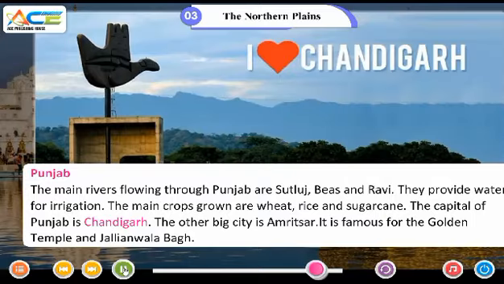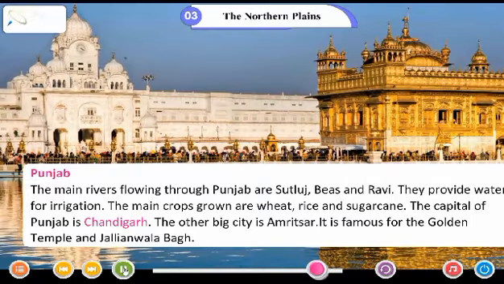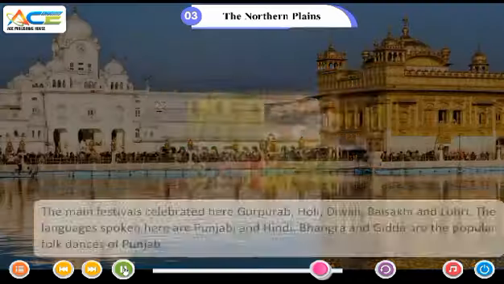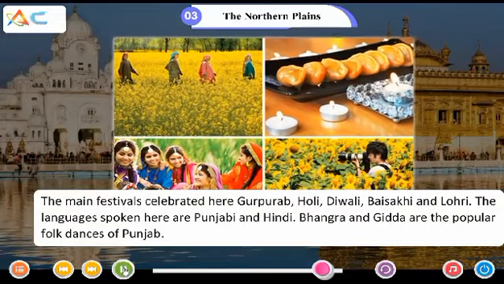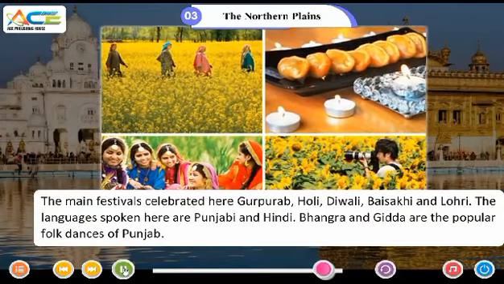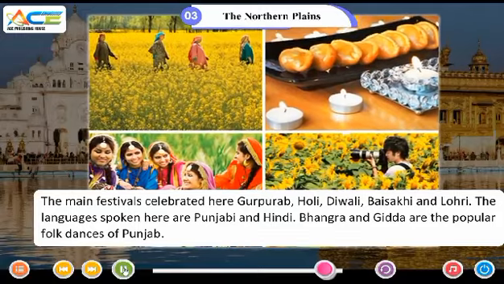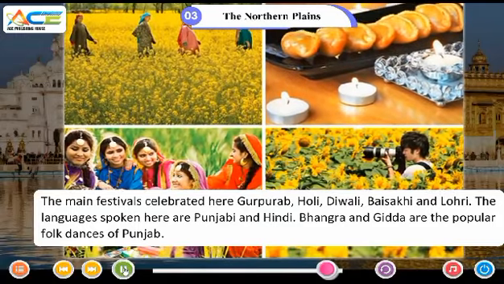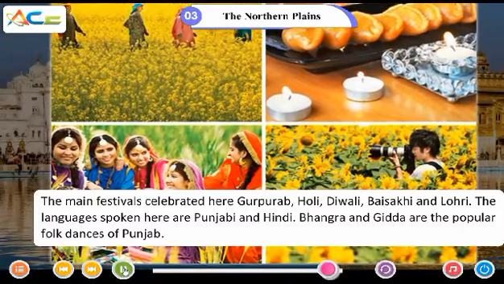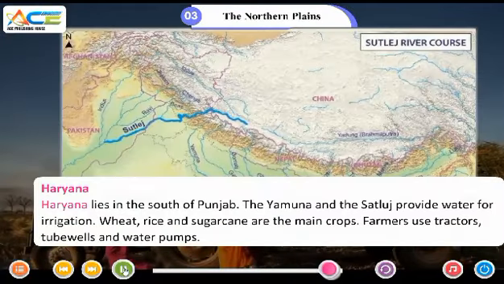The capital of Punjab is Chandigarh. The other big city is Amritsar. It is famous for the Golden Temple and Jallianwala Bagh. The main festivals celebrated here: Guru Purab, Holi, Diwali, Baisakhi and Lohri. The languages spoken here are Punjabi and Hindi. Bhangra and Gidda are the popular folk dances of Punjab.